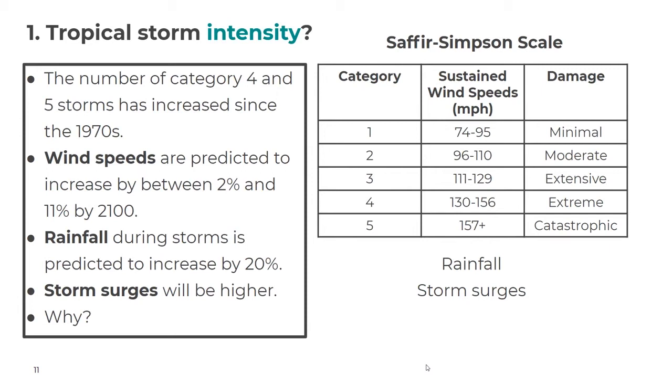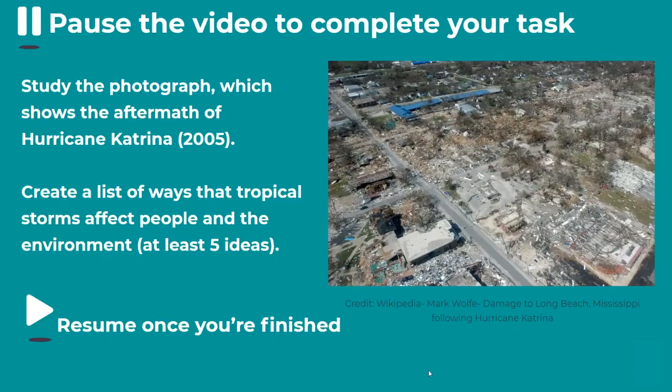And of course, if your wind speeds are increasing, your storm surges will also increase in height. So if climate change does continue to warm our planet, that could increase the intensity of our tropical storms in the future.